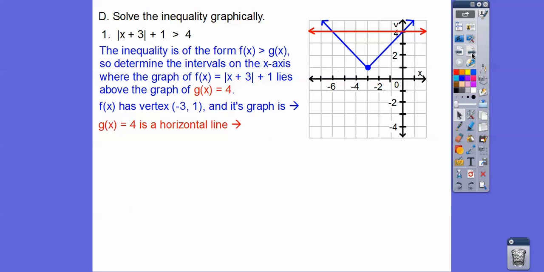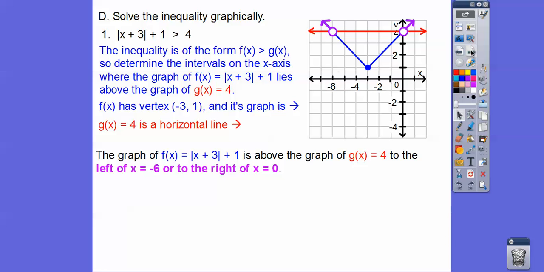And then we want to know, where is f of x greater than g of x? Where is this left side greater than this right side? So where is the V-shaped graph graphed above the red one right there? Well, it's graphed above right there, and then over here on this side, can you see the absolute value is above the horizontal line on these two sides?